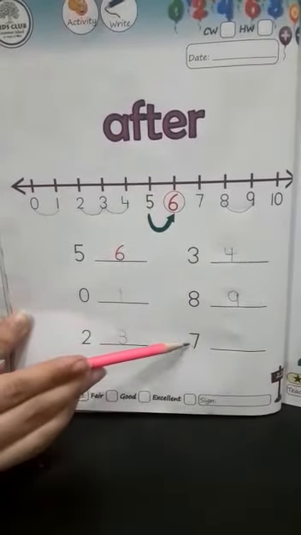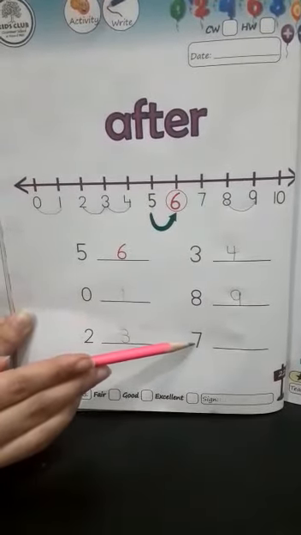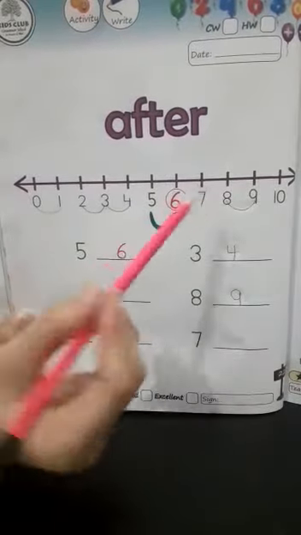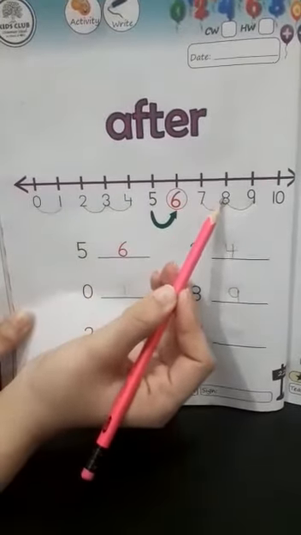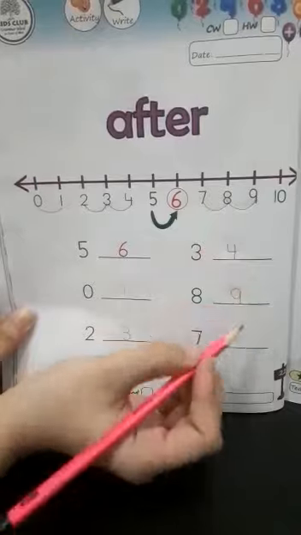Next number is 7. What number is it? 7. What comes after 7? 8. So we write 8 here.